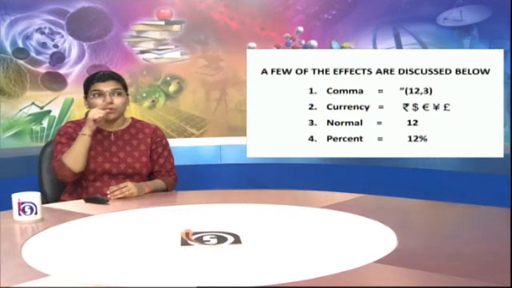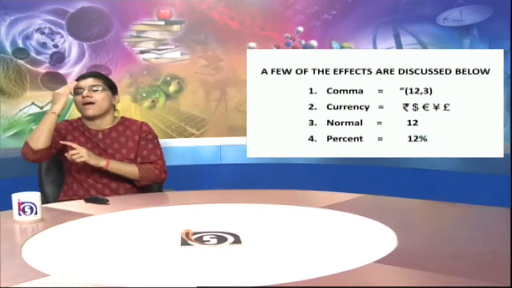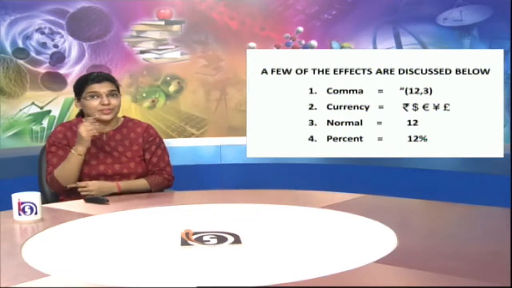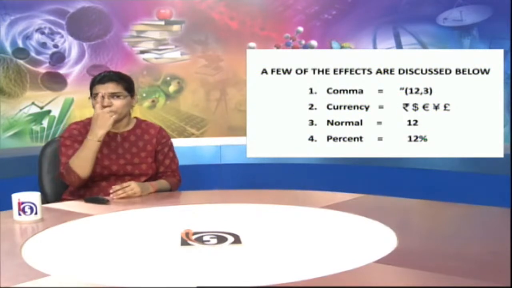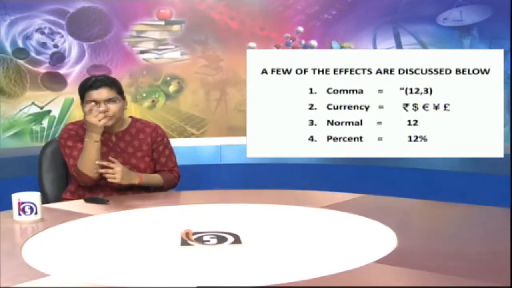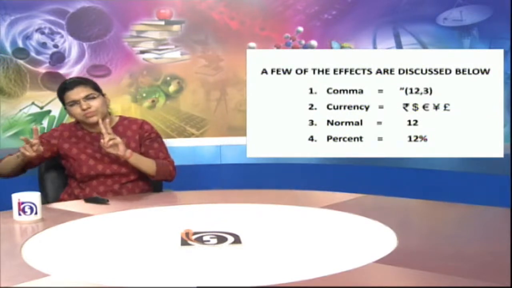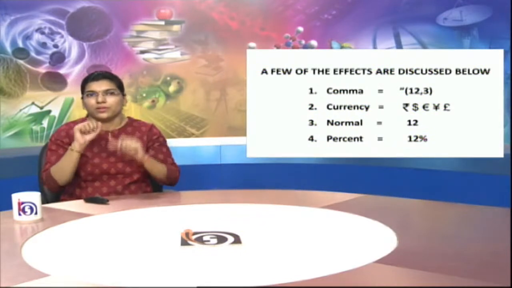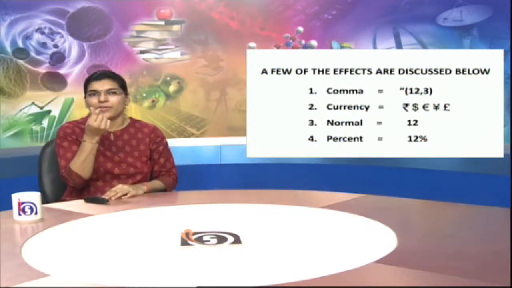Now there are some good effects that are good for you all to learn, so that will help you make your text beautiful and easy to understand. The first is comma. There are different types of commas. So all those commas are known as comma. This is the spelling C-O-M-M-A.